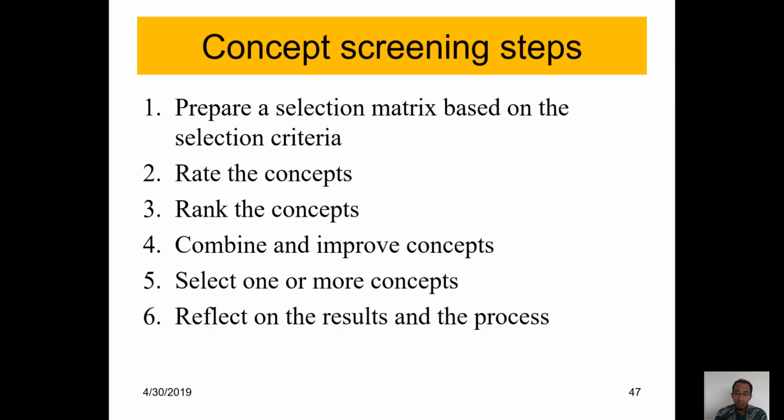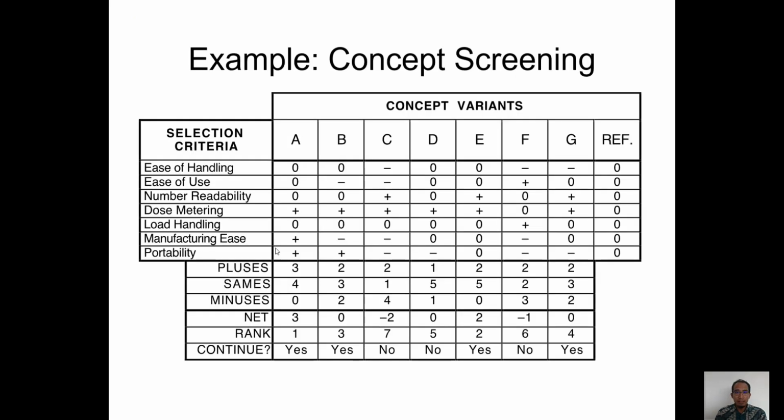And the concept screening steps that we have here, we have 6 steps, more or less the same like before. Prepare a selection matrix based on the selection criteria, rate the concepts, rank the concepts, combine and improve the concepts, select one or more concepts, and reflect on the results and process. Okay, so this is the example of concept screening matrix, so to speak. We have concept variants from A to G.